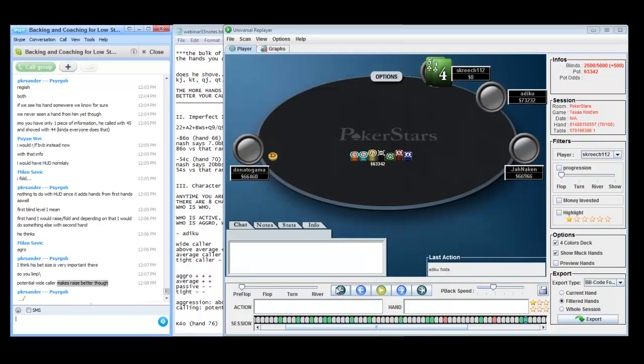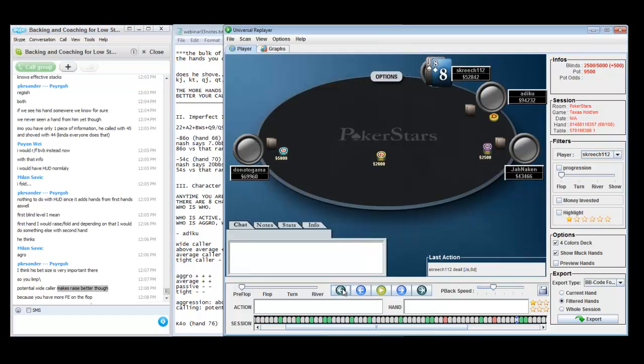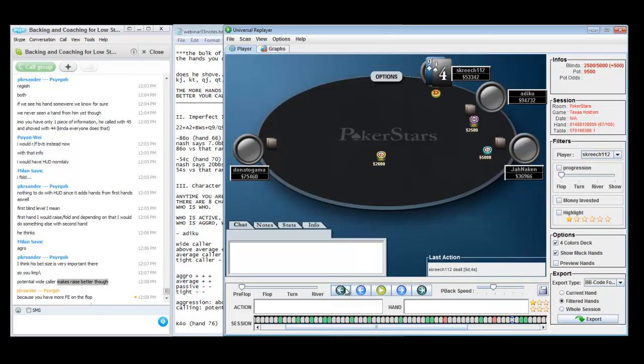But then the pot is a little bigger than I'd like, but it's not bad. You do have more fold equity on the flop, that's true, because the pot is bigger. Although a lot of that folding equity does come from chips that you've now put into the pot and you have to win back. But a raise would still be not horrible. Not horrible at all.